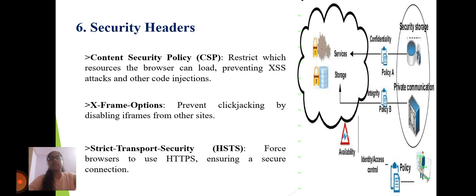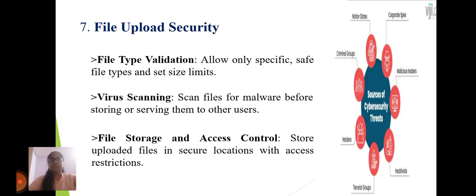All three things come under the security headers in web security considerations. The seventh thing is file upload security, which comes under the main heading of web security considerations. In that, the first subheading is file type validation, which allows only specific safe file types and sets a size limit.